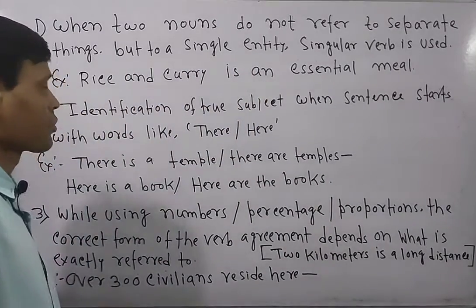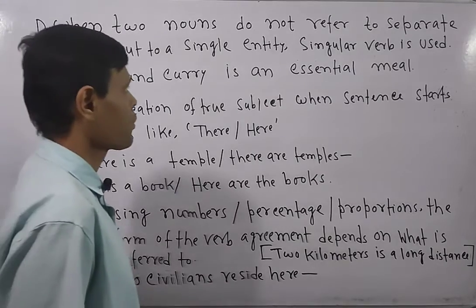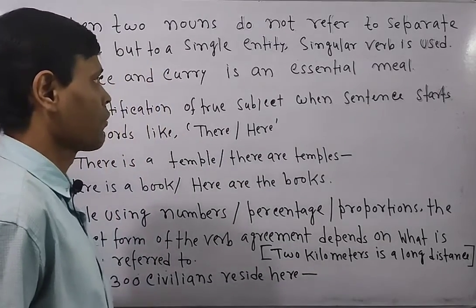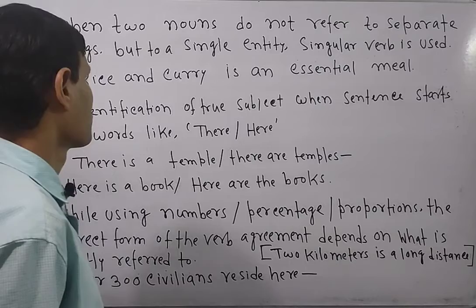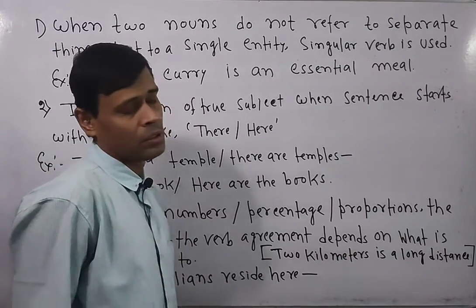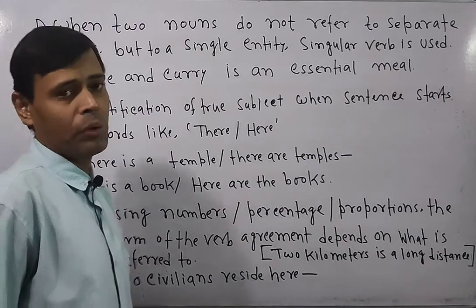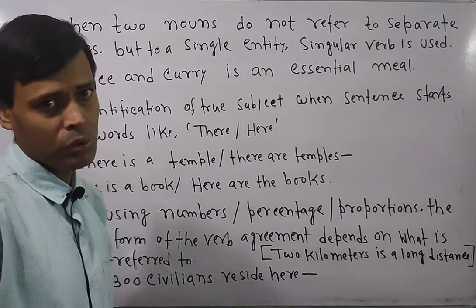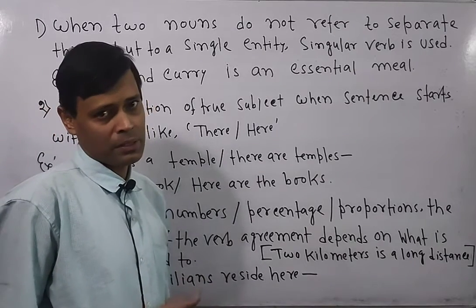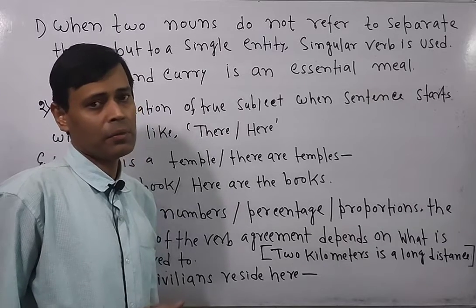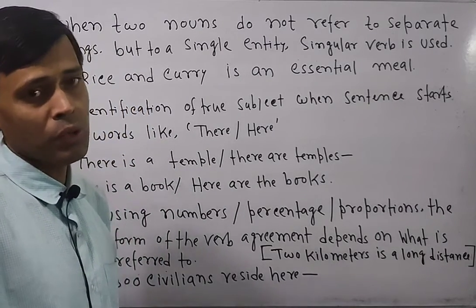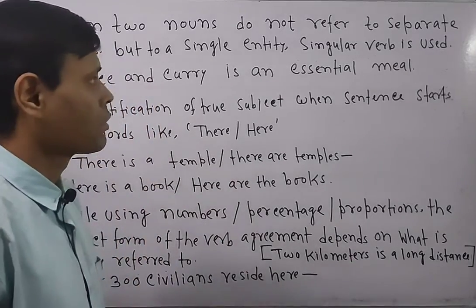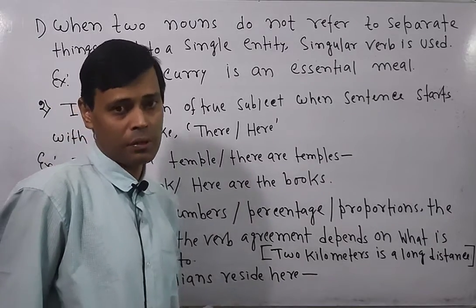Now look through the first rule. When two nouns do not refer to separate things but to a single entity, a singular verb is used. Now what is the meaning of it? When two nouns are placed side by side and both indicate the same purpose, in that case a singular verb should be used. Although there are two nouns, that means the subject is compound. In spite of being a compound subject, the verb should be singular.